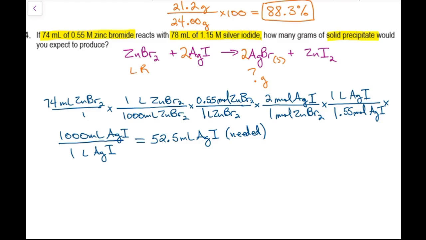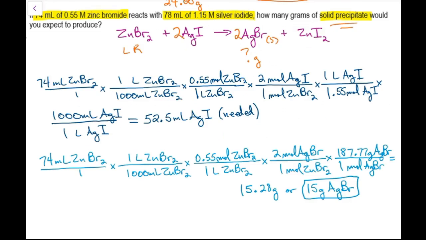Okay, so the next step then says how many grams of solid precipitate. We already established that that's the silver bromide. So see if you can calculate how many grams of silver bromide would be produced. Okay, so there you have it. My solid precipitate, silver bromide, I'm expecting to produce 15 grams of it, and I base that calculation off my limiting reactant that I determined in the previous step. 74 milliliters of zinc bromide was my limiting, should produce 15 grams of silver bromide.